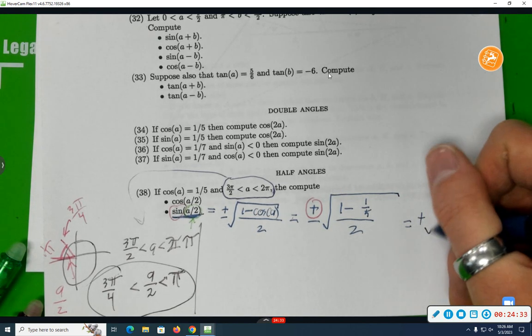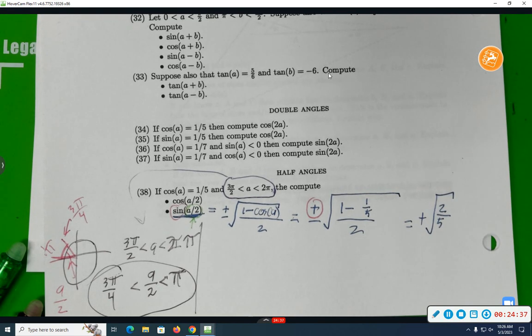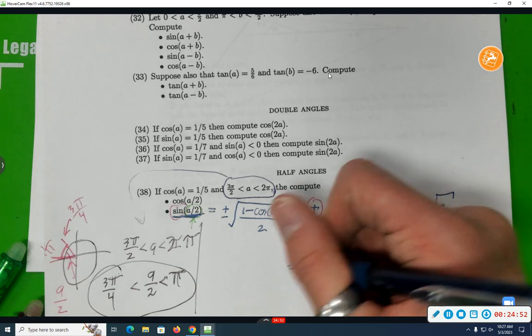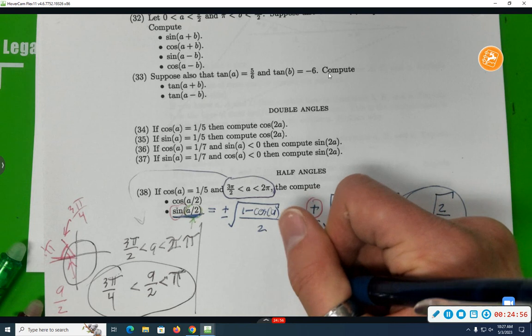Equals plus. You don't need to say the plus, but I will. Plus 2 over 5. Is there any more simplification that might be useful? I see a fraction under the square root, so I wouldn't really want a square root in the denominator. So I'm pretty happy with this answer. Let's rewrite it this way. Root 2 over root 5.